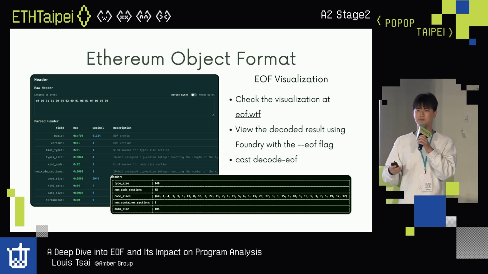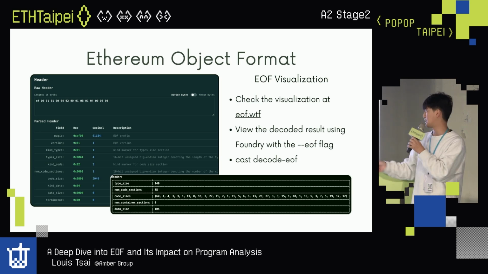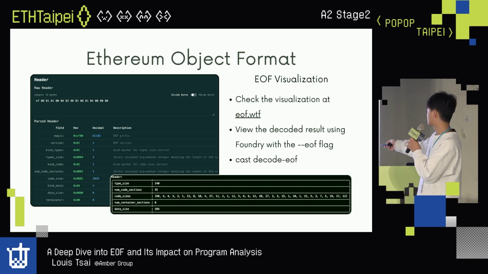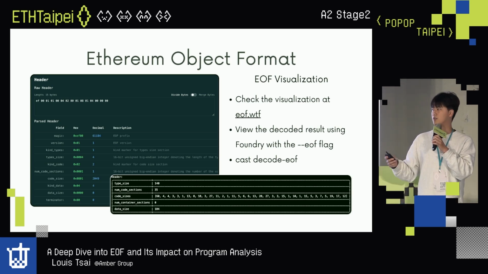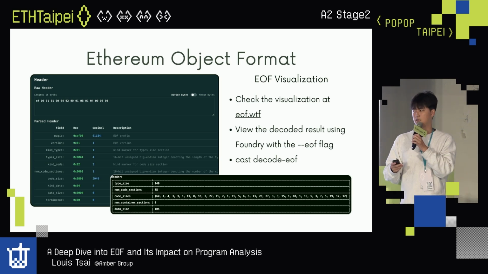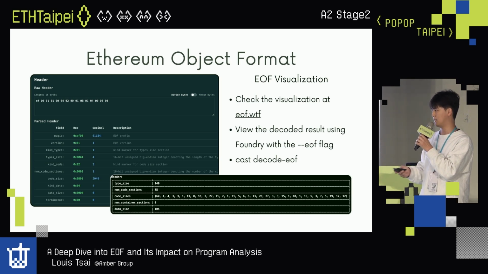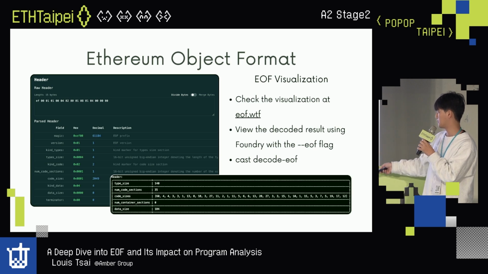If you are using Foundry as your testing framework, you could add this flag to compile your contract with the EOF compatible compiler. And then you can pass the bytecode generated to this cast cheat code. And then the format will display directly in your terminal, like the following result.